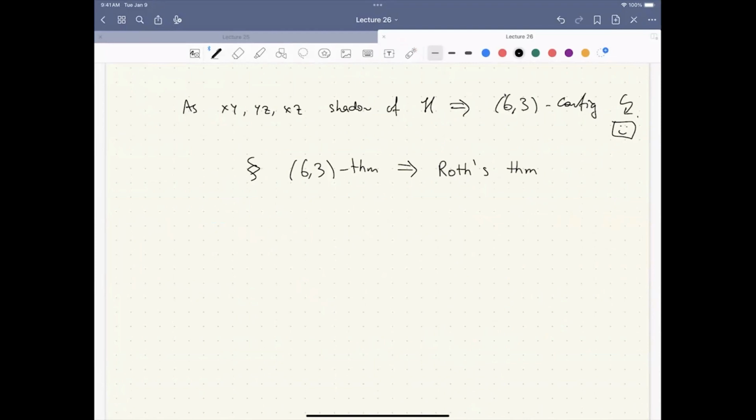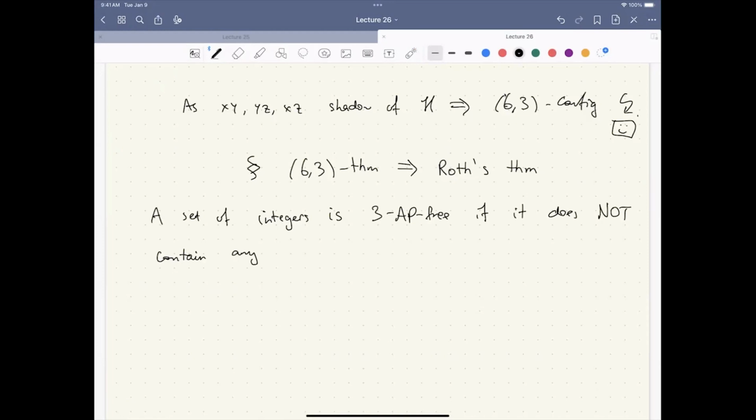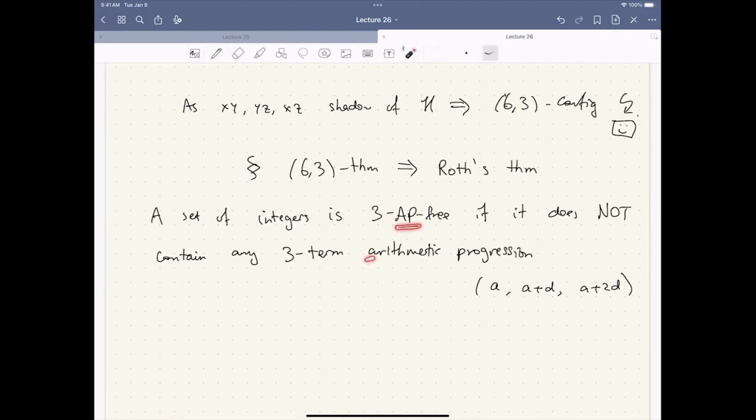So what is Roth's theorem? We say a set of integers, natural numbers, say, is 3AP free if it does not contain any 3-term arithmetic progression. So that looks like a, a plus d, a plus 2d. This is a 3-term arithmetic progression. AP stands for arithmetic progression.